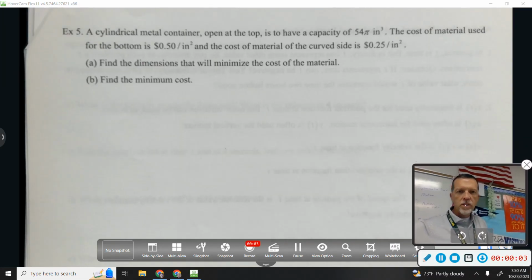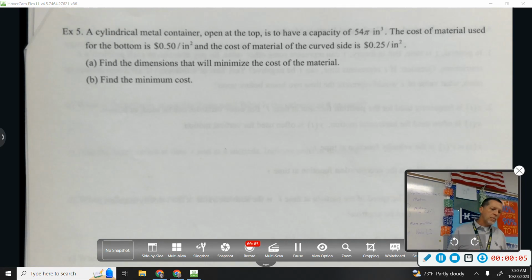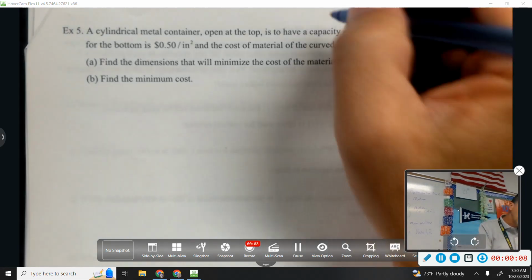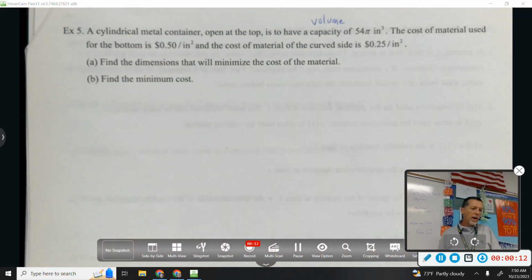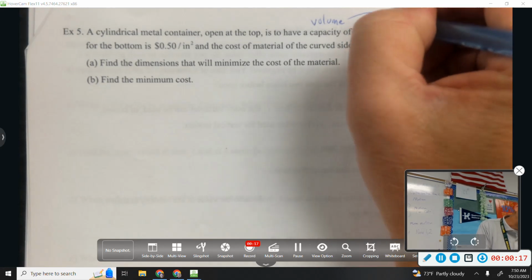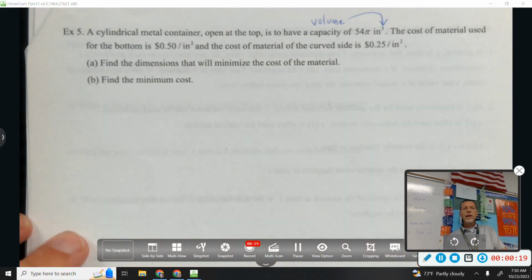A cylindrical metal container, open at the top, is to have a capacity, fancy word for volume, 54 pi inches cubed. Inches cubed would be a good hint for volume as well, if you weren't sure what capacity means, how much it can hold.